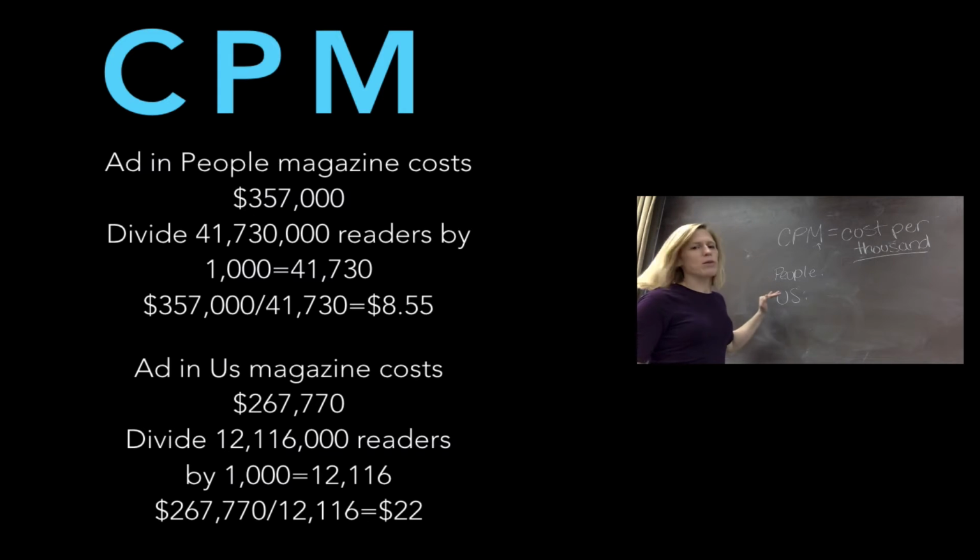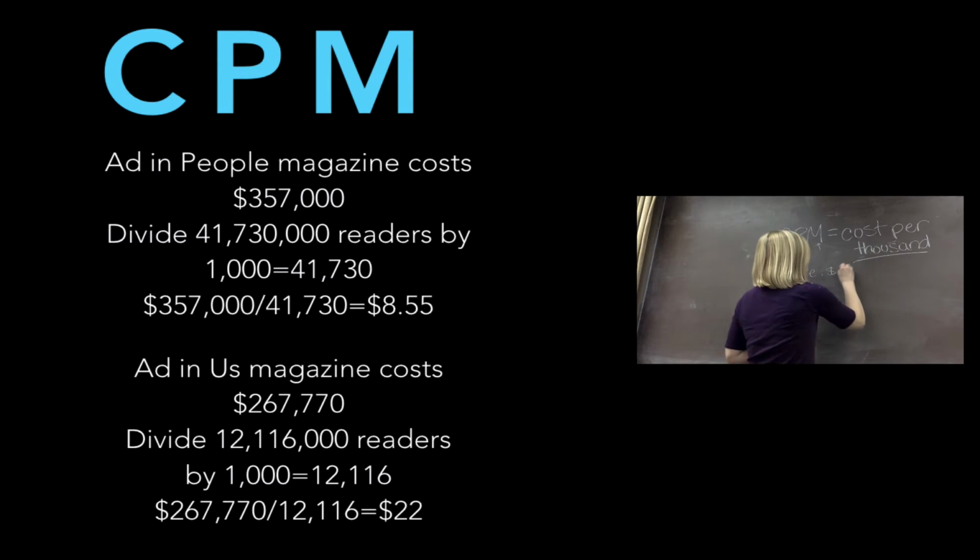So let's say we want to run an ad in People Magazine and Us Magazine. We need two pieces of information. First of all, we need to know how much that ad will cost. We also need to know the size of the audience. So an ad in People Magazine costs $357,000.